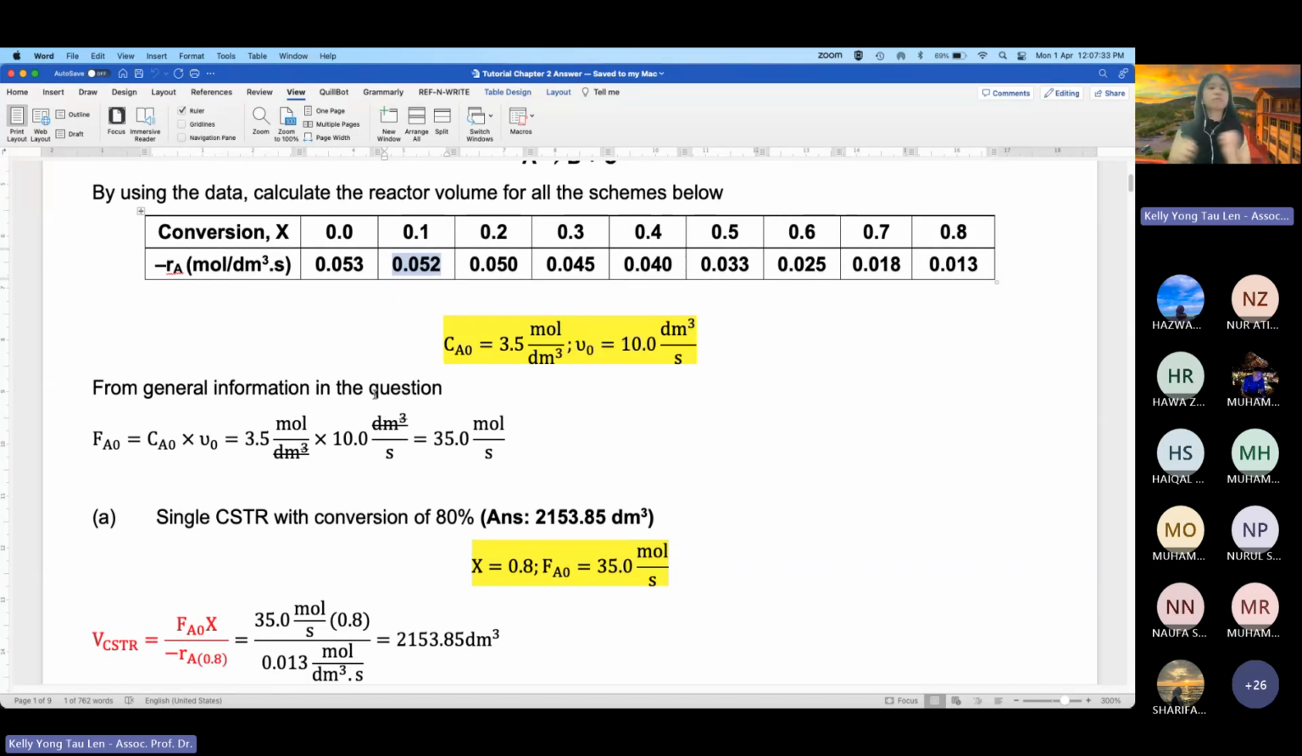Okay, so first of all, if you realize, in our calculation in chapter 2, the formula will definitely have FA naught. Okay, if you remember, FA naught is the initial molar flow rate of A. Okay, again, FA naught is the initial molar flow rate of A. So if you remember the equation, PFR or CSTR, single or series, all of them will have FA naught. But you realize that in the questions, FA naught is not provided.